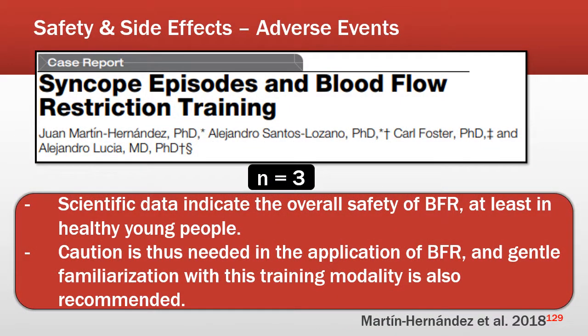Okay, so now looking within the States at actual blood flow restriction training versus going under the name of Kaatsu training, we find that there were 3 individuals found in this case report that they highlighted as far as the effects. Scientific data indicates that the overall safety of BFR, at least in the healthy young population, is safe. Caution is thus needed in the application of BFR, and gentle familiarization with the training, as alluded to in the previous slide with the venous induration and potential injury, is recommended so that the venous and vascular system can become accustomed to the pressures.